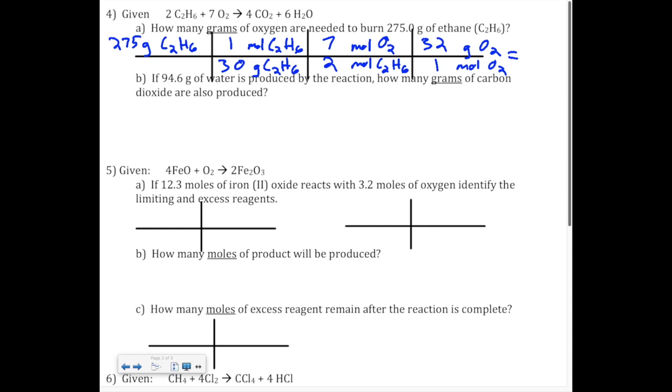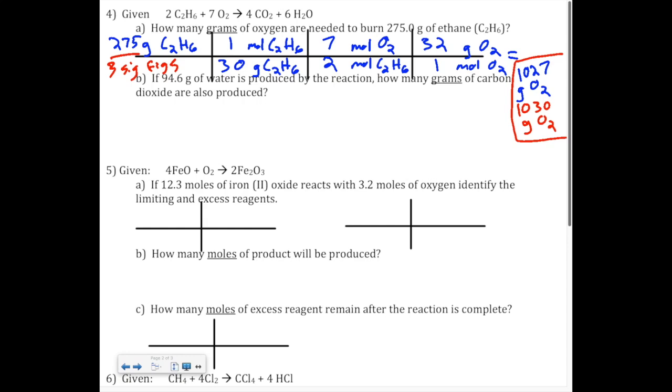Okay, so 275 times 7 times 32 divided by 30 divided by 2 is 127 grams of O2. But hey, Mr. Russell, that's not the exact answer because I need to have 3 sig figs, right? I have 3 sig figs at the beginning, so my answer should have 3 sig figs. So that means the real answer is 1030 grams of O2, because that has 3 sig figs. I would have gotten -1 if I had stopped with the blue answer.